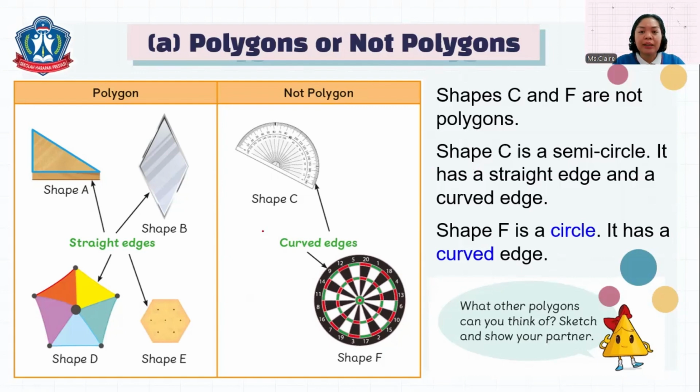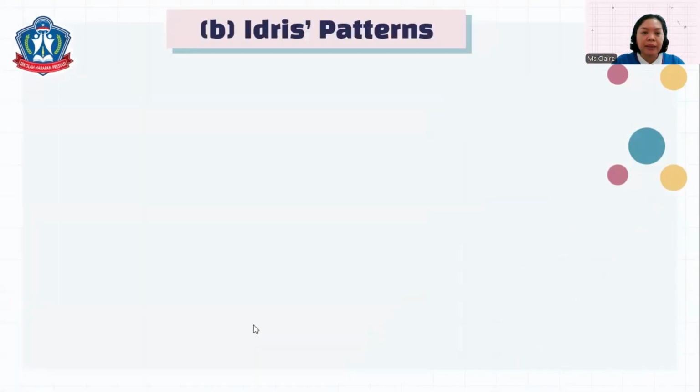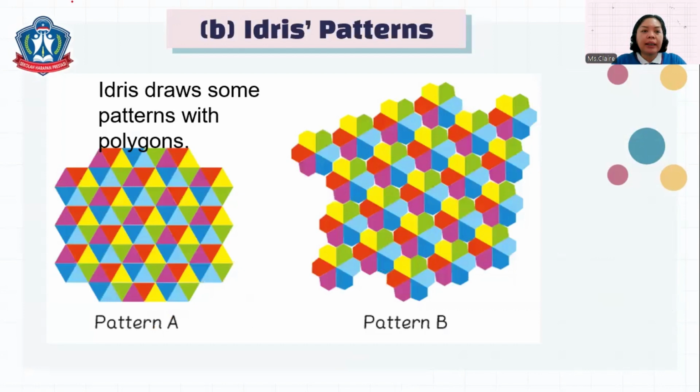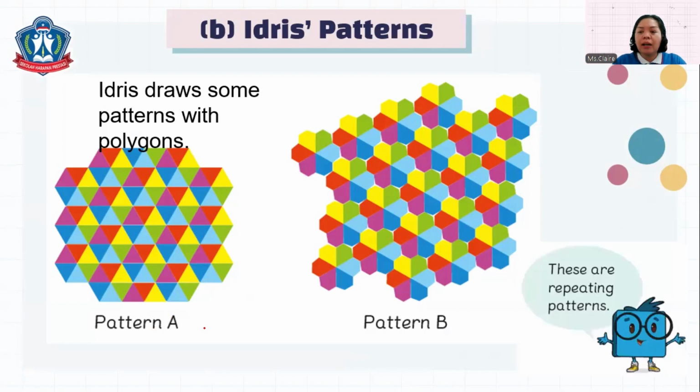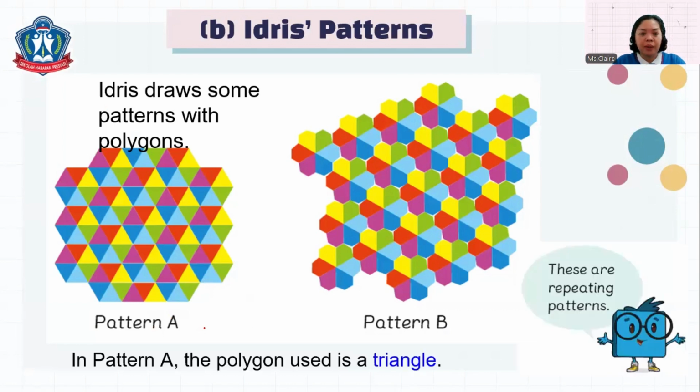Okay. Now let's continue with the next one. Take a look here. Idris draws some patterns with polygons. We have pattern A and pattern B. These are repeating patterns. In pattern A, the polygon used is a triangle. This is a triangle, right? This single shape here is a triangle. So this is a repeating pattern of a triangle.